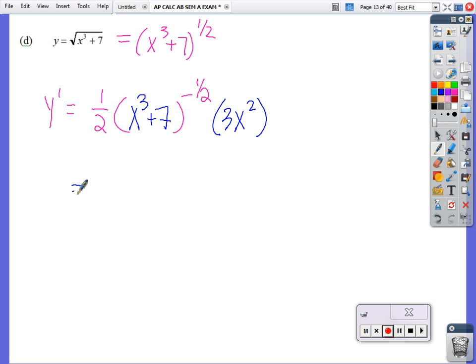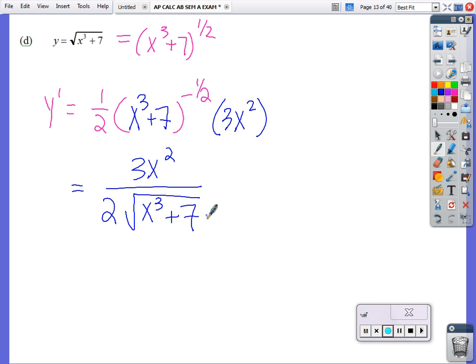Therefore, if I want to rewrite this, in the numerator I still have 3x squared. In the denominator, I have that 1/2. The 2 is in the denominator, and then I have the square root of x cubed plus 7, and it cannot be simplified anymore. That would be the derivative.